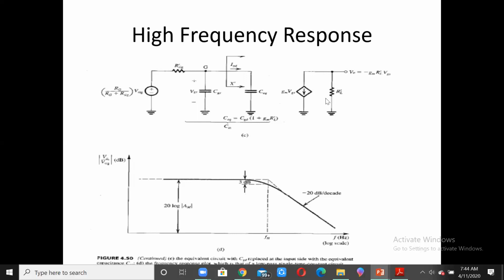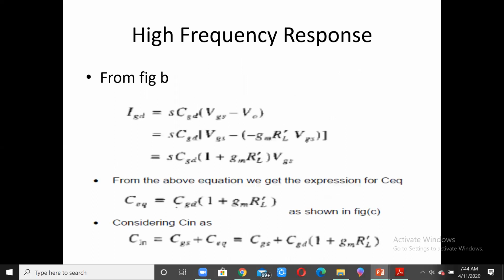So now from here, you can find out the value of V naught. So this current which is flowing down here will be flowing up because the loop current will be like this. The loop current will be flowing like this. And the current gm VGS is naturally flowing through RL dash in the upward direction, that is from the ground to the V naught. Hence, the value of V naught will be minus gm RL dash into VGS. So V naught is replaced by minus gm RL dash VGS.